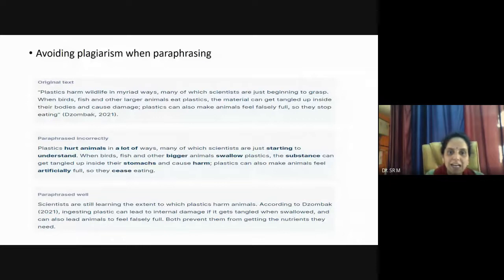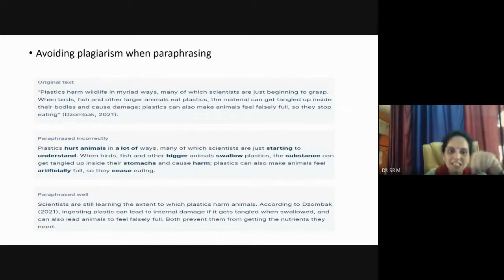Original text is there and it is paraphrased incorrectly, because when you compare it with the first paragraph, the original text, only the highlighted things are changed. Plastics harm is there in the original text. In the paraphrased version, harm is replaced with hurt. In the first line, the original text says many ways, it says a lot of ways. So beginning is replaced with starting. Grasping is replaced by the word understand. Everything is highlighted. So all these words are just swapped. This is not the proper way. Here and there doing some cut and paste work.